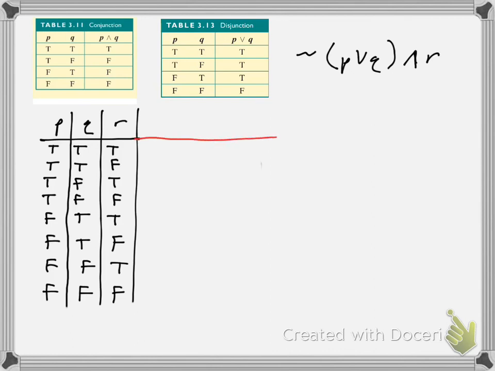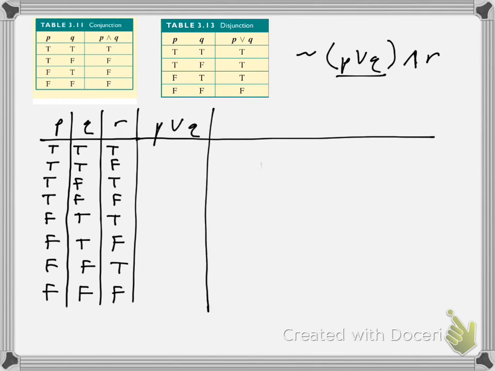Okay, now we're going to try to do this one. So we first noticed that we got to find P or Q. So let's write that one down, P or Q. We're going to need a truth table for that. And then we're going to need a not P or Q, right? Because we're building ourselves out. That gets us this entire thing here.